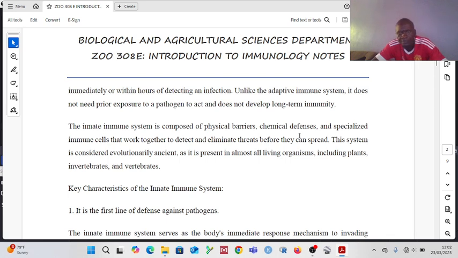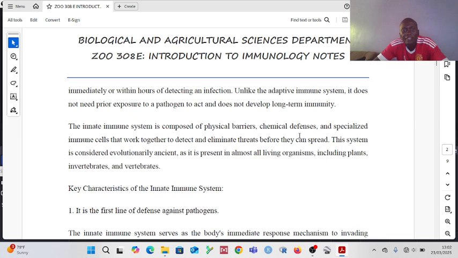Okay. So you talk about the physical barriers, things like the skin, the chemical defenses, you have tears, okay, saliva, you have acids within the stomach, even the vaginal secretions. Okay. And the cells, we'll see some of those cells, most of the APCs, the macrophages, the dendritic cells. Okay. Those are specialized. They work together so that they can ensure that wherever there is a threat, that threat is dealt with, is eliminated before that threat can spread widely in the body.